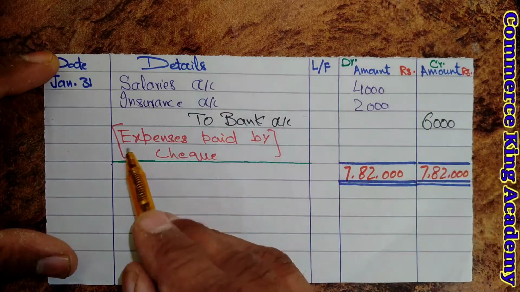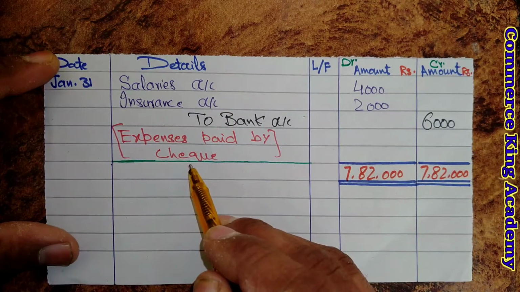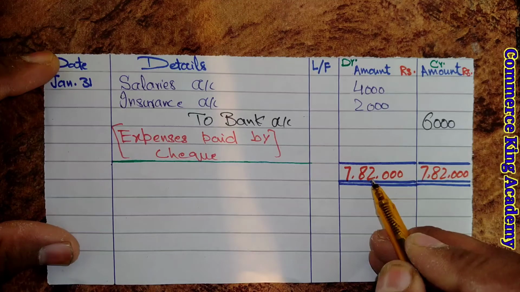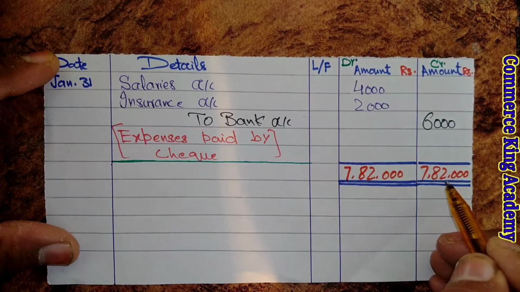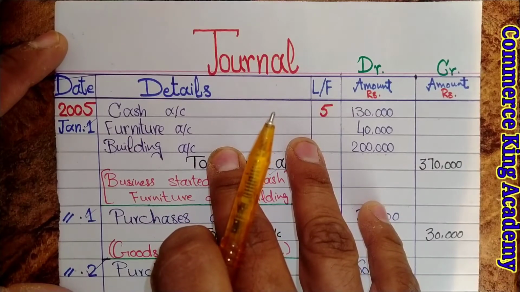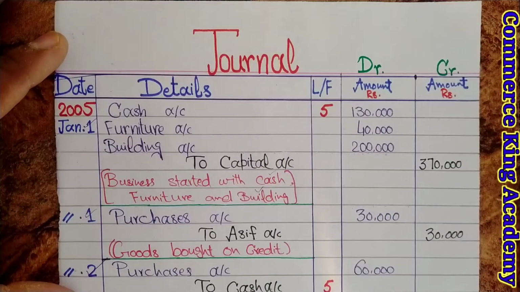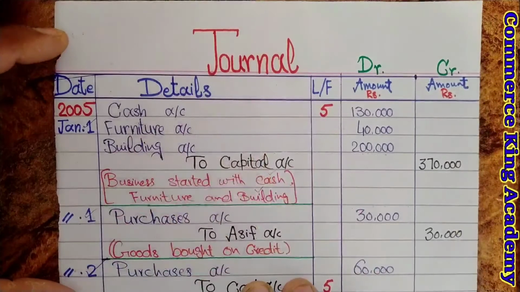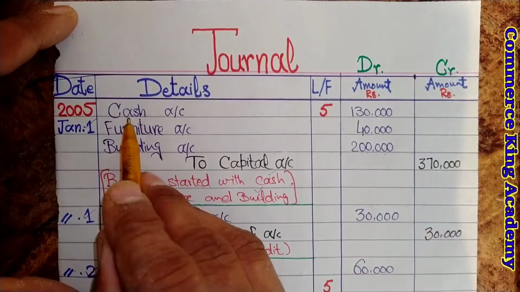With details or description, expenses paid by check. You can see here that debit and credit totals are equal. After making all the transactions journal entries, now we will move toward the next step, which is making ledger accounts of these accounts. Okay, so let's get started with the first account, which is the cash account.